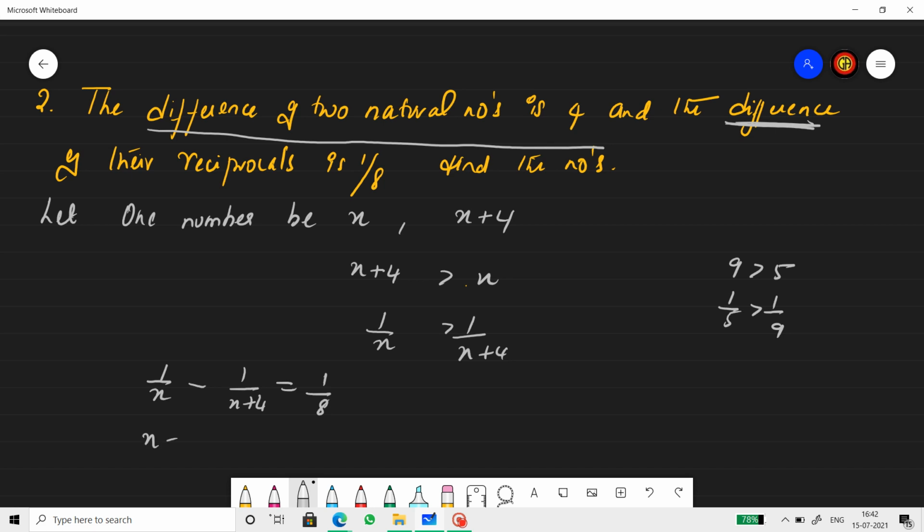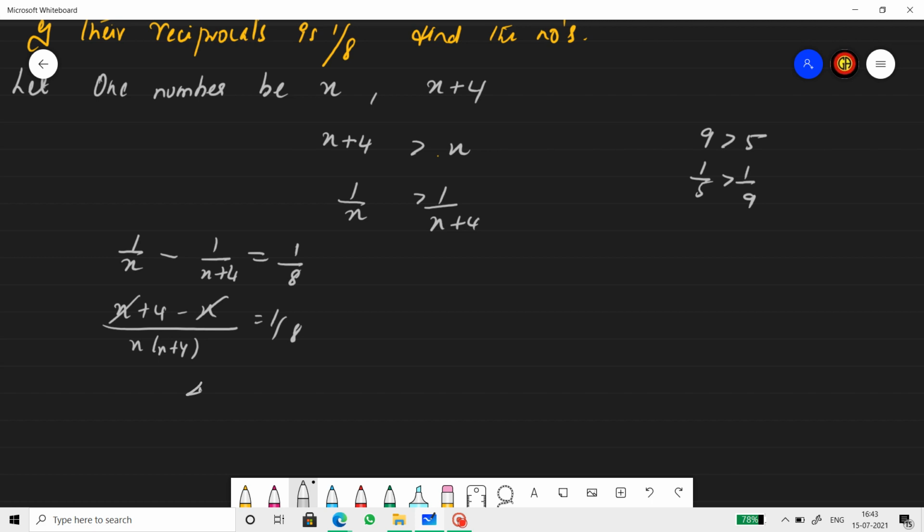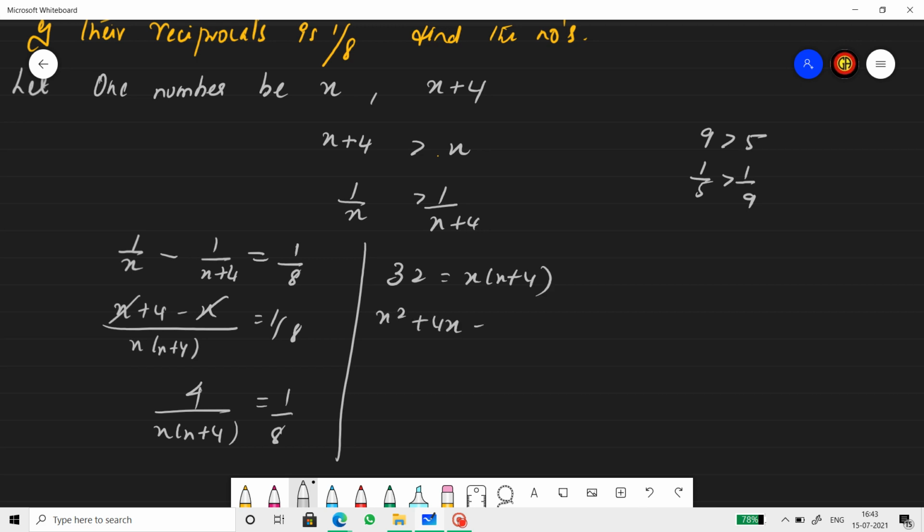Now let's take LCM. x plus 4 minus x by x into x plus 4 equal to 1 by 8. Cancel the x. So we get 4 by x into x plus 4 equals 1 by 8. Now cross multiply. 8 fours are 32 equals x into x plus 4. So x square plus 4x minus 32 equals 0.